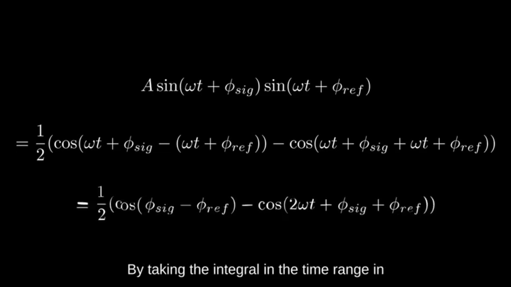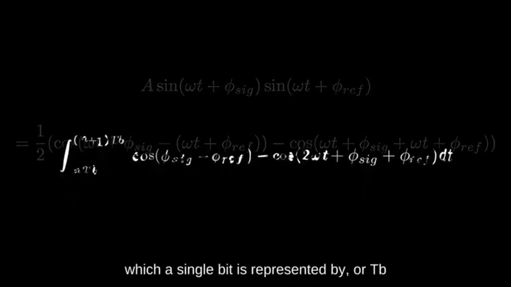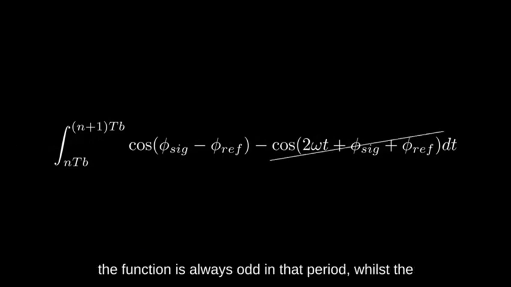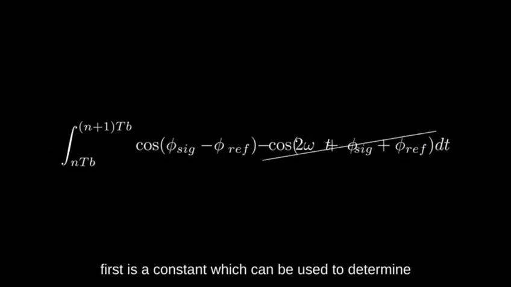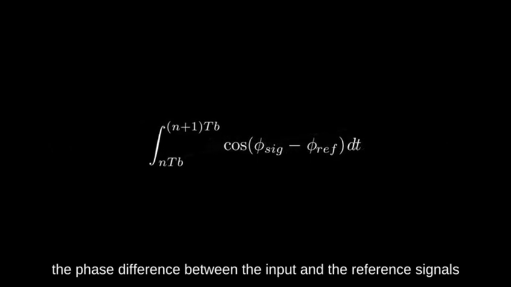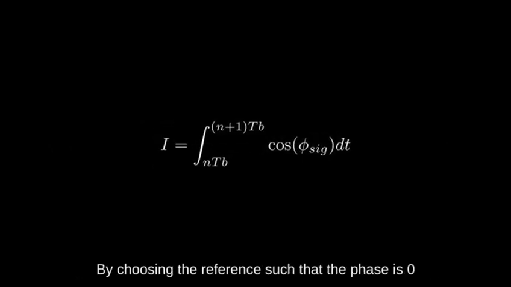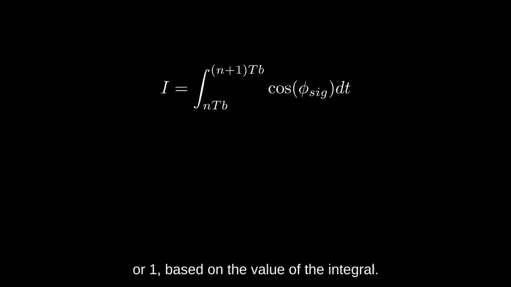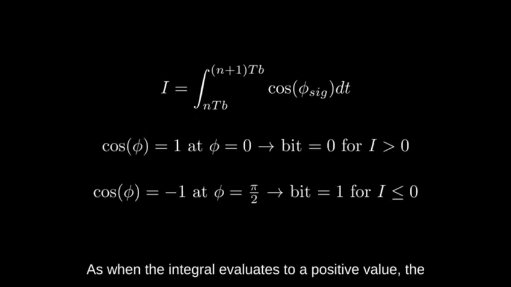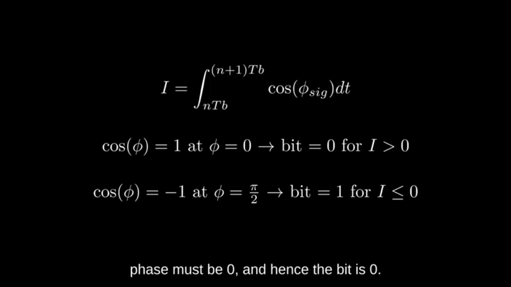By taking the integral in the time range in which a single bit is represented by, or T_B, the function with double the frequency evaluates to 0, as the function is always odd in that period. Whilst the first is a constant which can be used to determine the phase difference between the input and the reference signal. By choosing the reference such that the phase is 0, we can then determine whether the bit is 0 or 1 based on the value of the integral. When the integral evaluates to a positive value, then the phase must be 0, and hence the bit is 0, and vice versa for when the integral is negative.